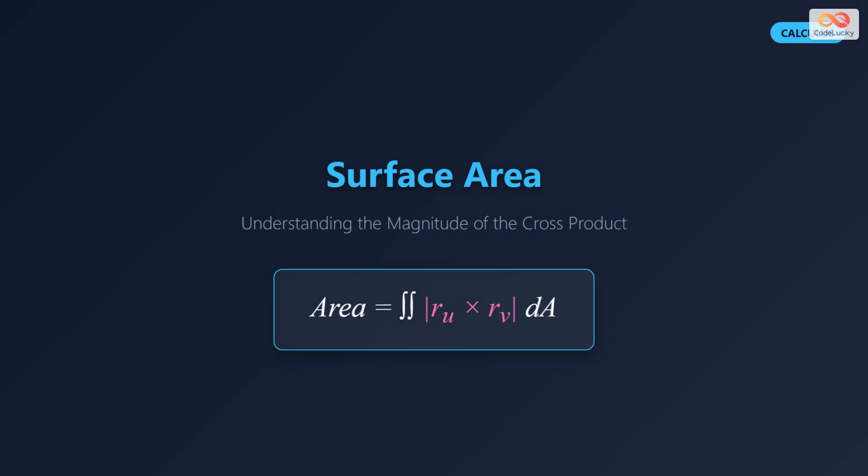Welcome. Today we are going to learn how to calculate the surface area of curved objects using calculus. Specifically, we will understand why the magnitude of the cross product appears in the surface area formula. This is a fundamental concept in multivariable calculus.